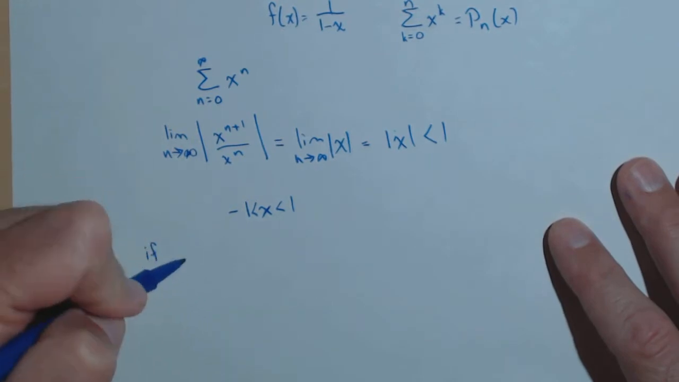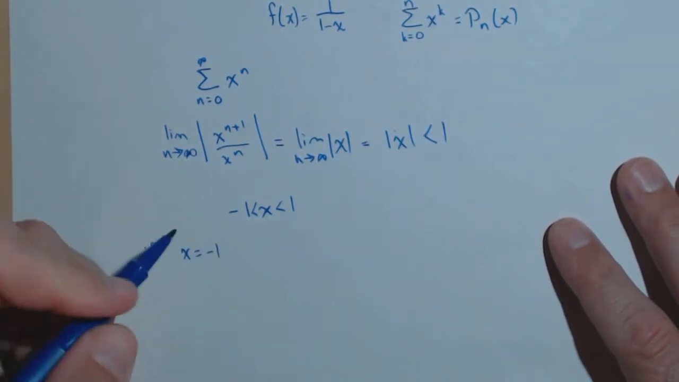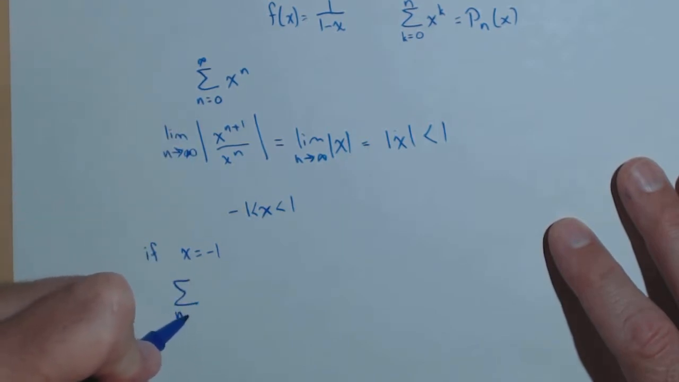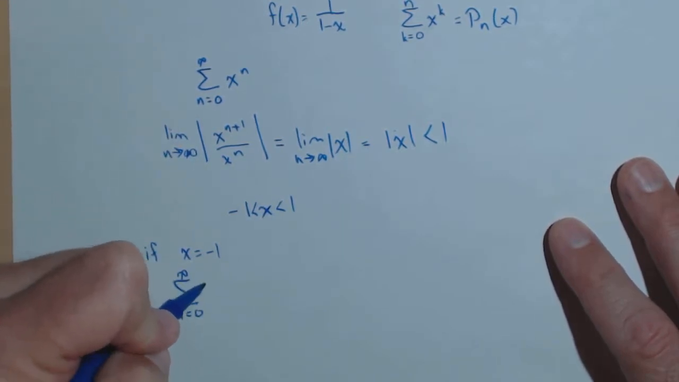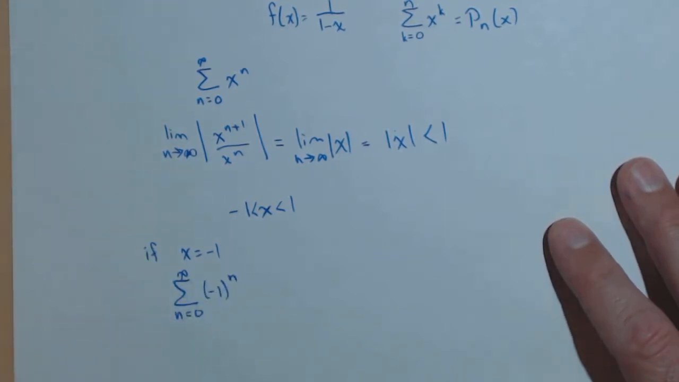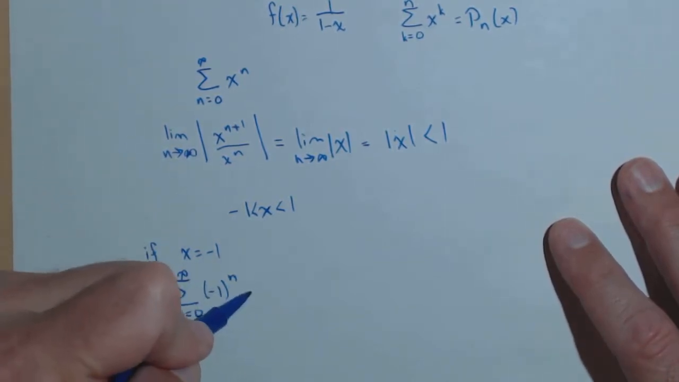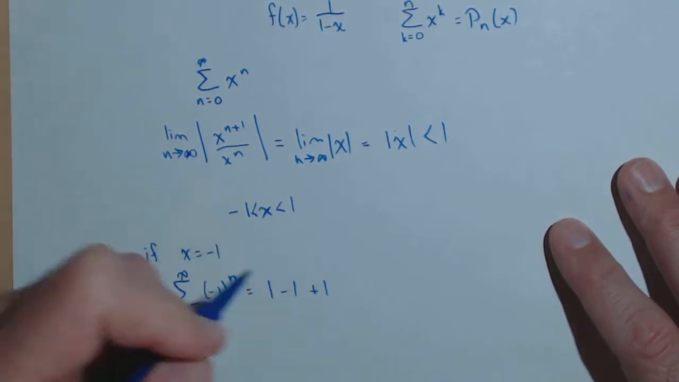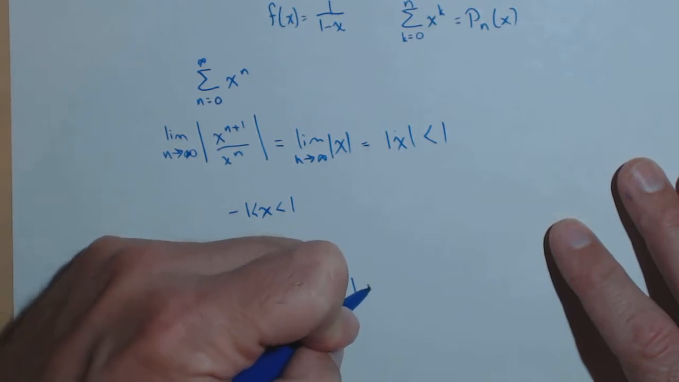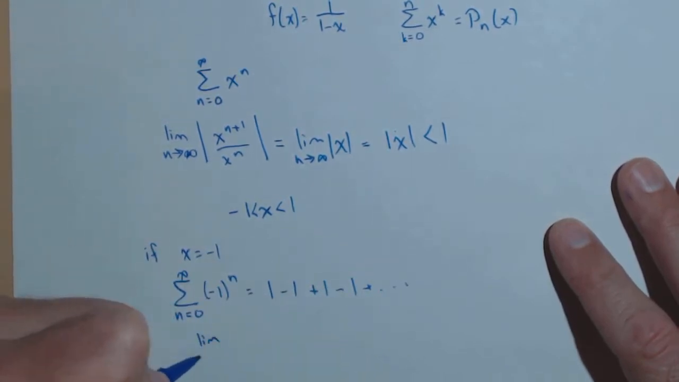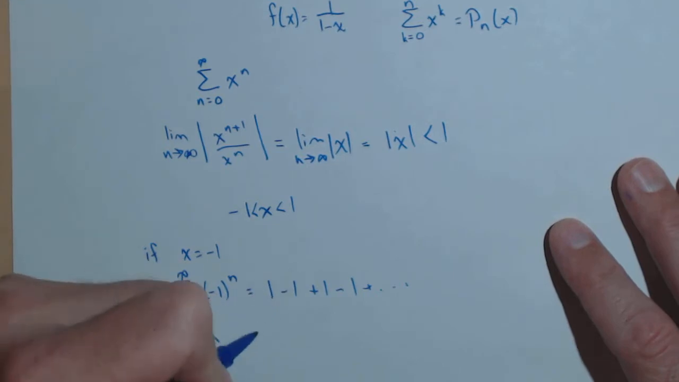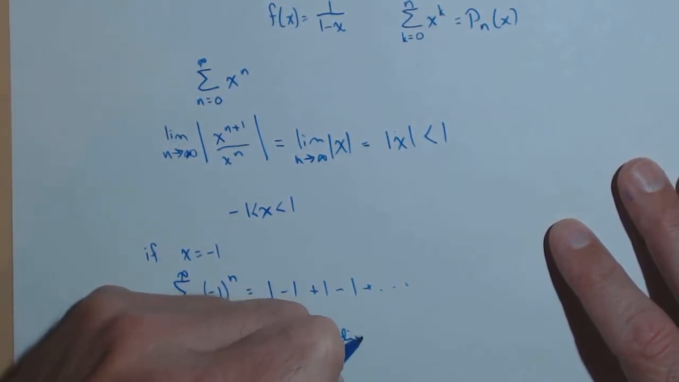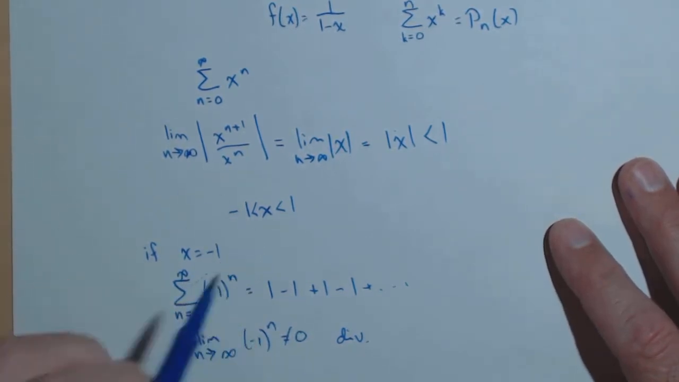So if x equals -1, then our series becomes the sum from n equals 0 to infinity of -1 to the n, which is a series that just bounces back and forth between 1 and -1. And so the limit as n goes to infinity of -1 to the n does not equal 0. Therefore, it's divergent by the divergence test, so we do not want to include -1.